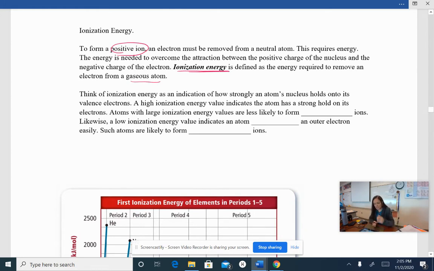So I want you to think of the ionization energy as an indication of how well that nucleus is able to handle or hold on to its valence electrons. Okay, the more ionization energy that we have to spend to get that electron removed, the more that nucleus is able to hold on to that electron. A high ionization energy value indicates that an atom has a strong hold on its electrons, and atoms with large ionization values are less likely to form positive ions. Okay.